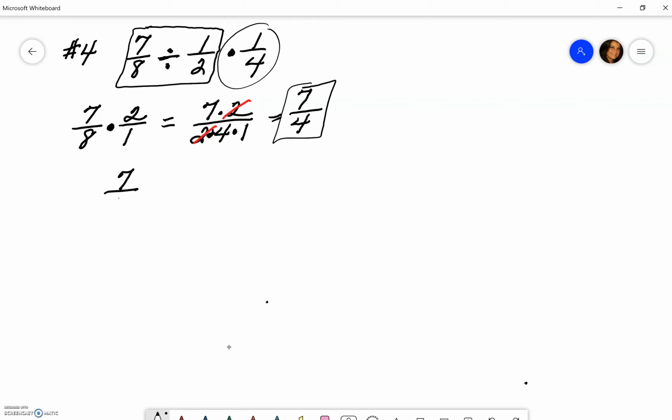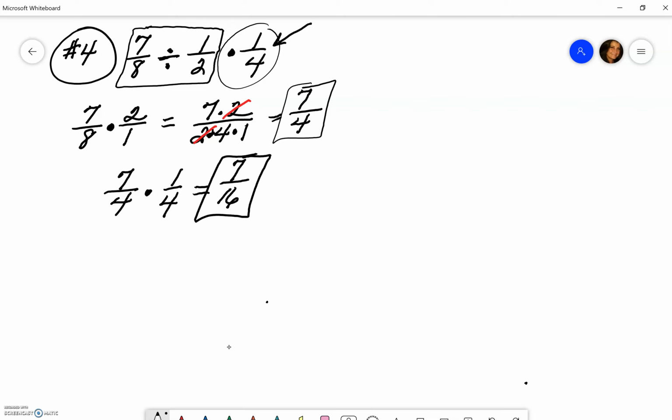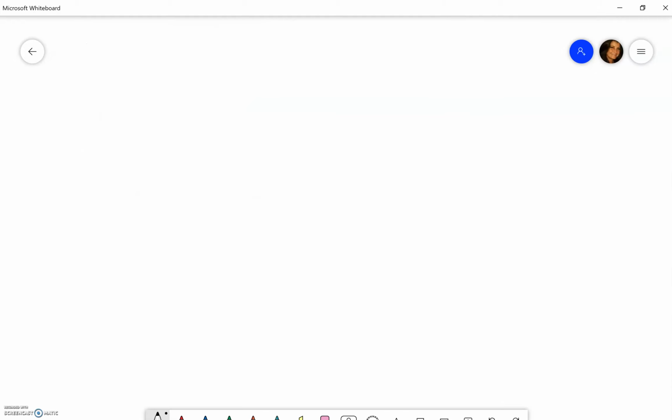Now we have to take the answer of that, and don't forget this right here, we have to multiply it by our 1/4. Again, you're just multiplying across. 7 times 1 is 7, and 4 times 4 is 16, and that's in simplest form. You can't take it any further. You're not going to get a 7 out of that 16. All right, let's move on to number 5.